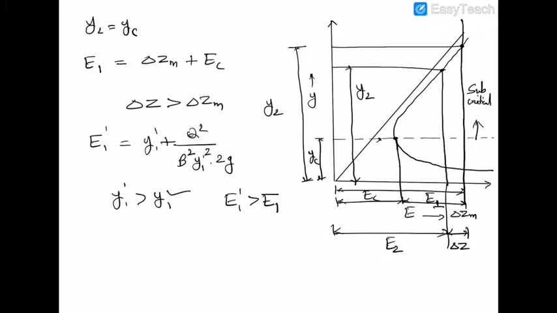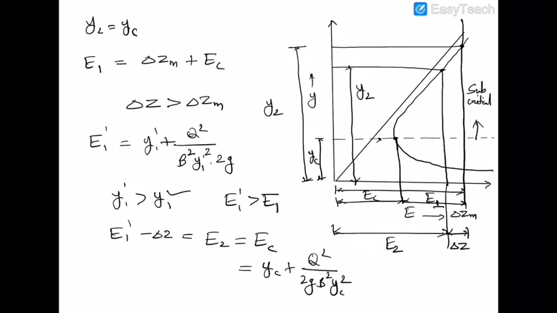Then what about at section 2? At section 2 the specific energy will remain critical or minimum. Okay, means the energy equation will be E1 dash minus delta Z is equal to E2, and this E2 is equal to EC. Clear? And what is EC? EC is YC plus Q square divided by 2g B square YC square.